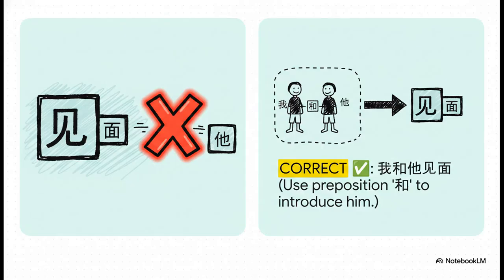Okay, let's go back to our original problem. 我见面他 is wrong because you're trying to cram a second object, 他, into a spot that face, 面, already occupies. So what's the fix? You use a preposition, like 和, which means with. You say, I with him meet. It moves him to before the verb phrase, and just like that, problem solved.